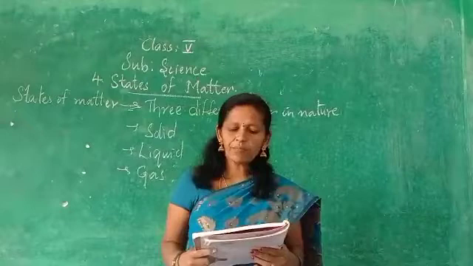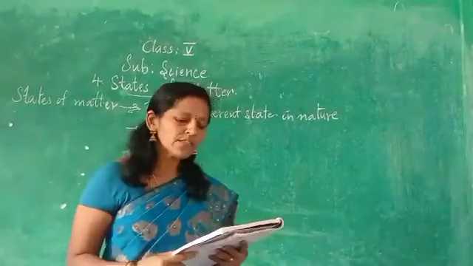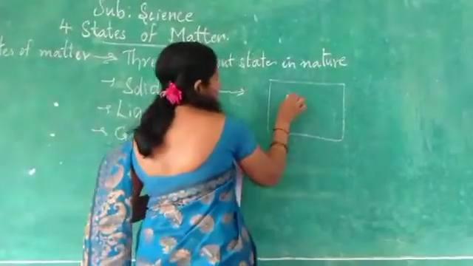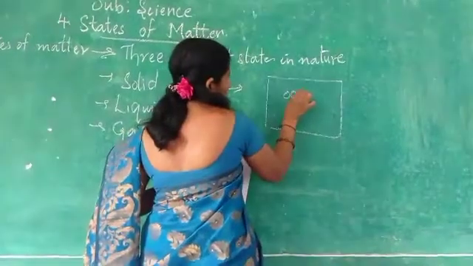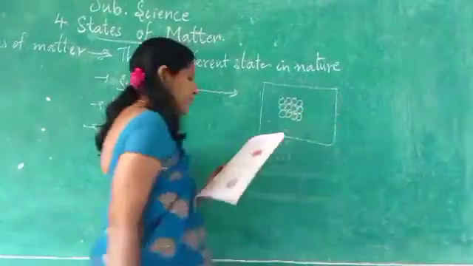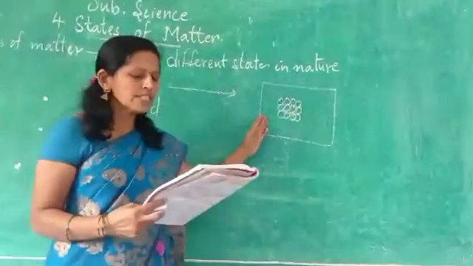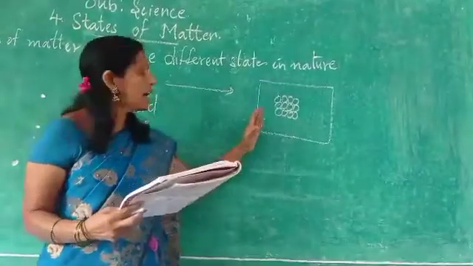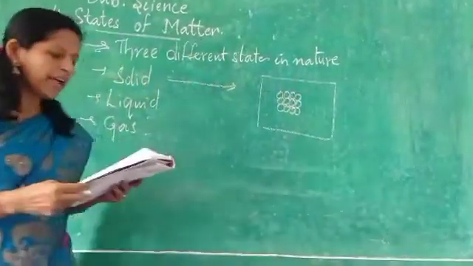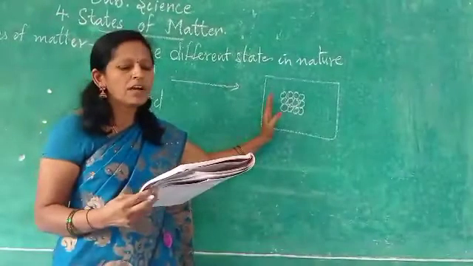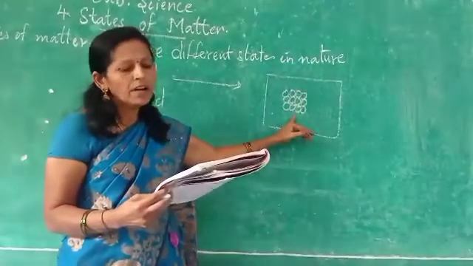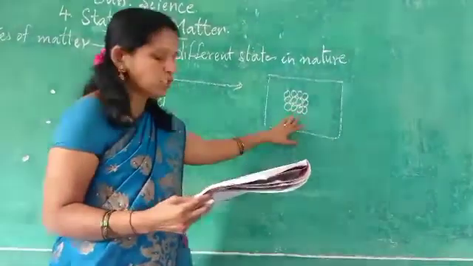In solids, the molecules attract each other. Here I am drawing a box and drawing the molecules. These are the molecules you can see in the box. They attract each other very strongly, so they are tightly packed. These molecules remain almost fixed in their places, with very little movement. They only vibrate about their positions.